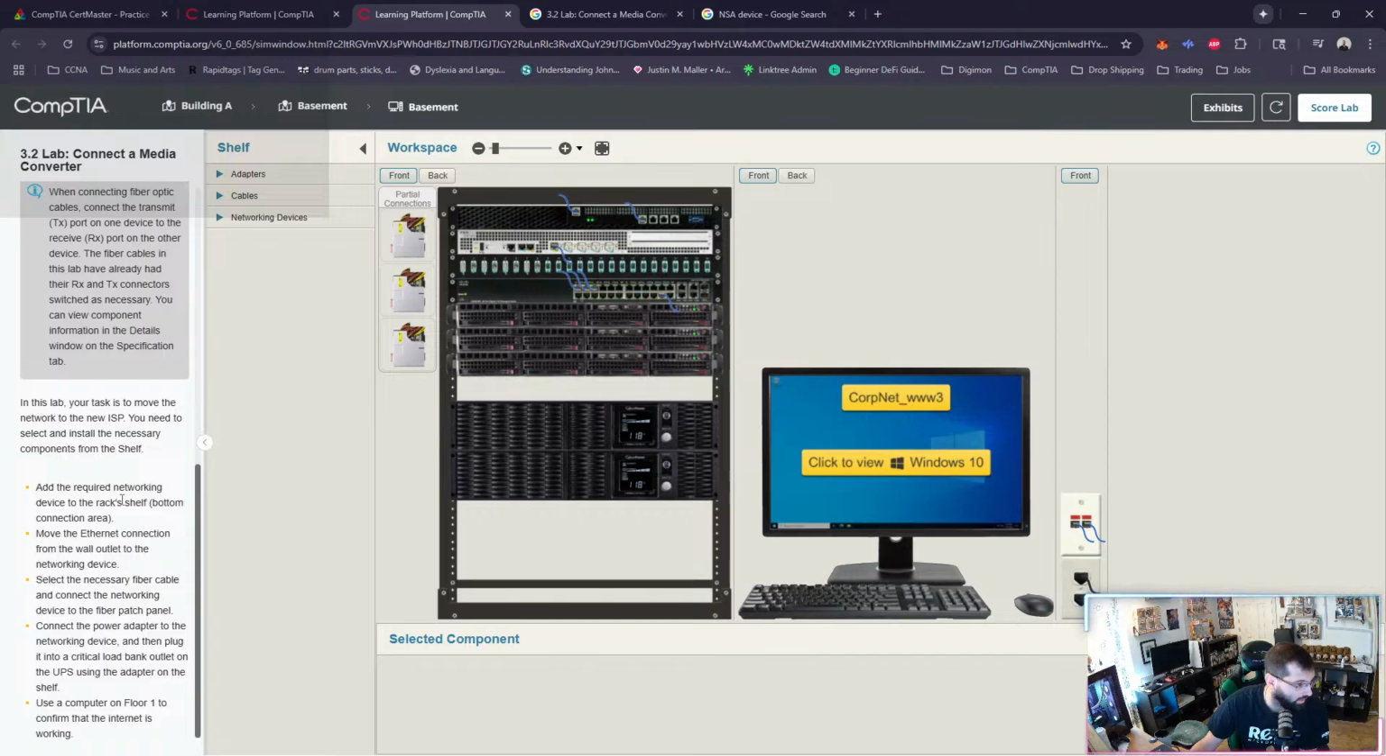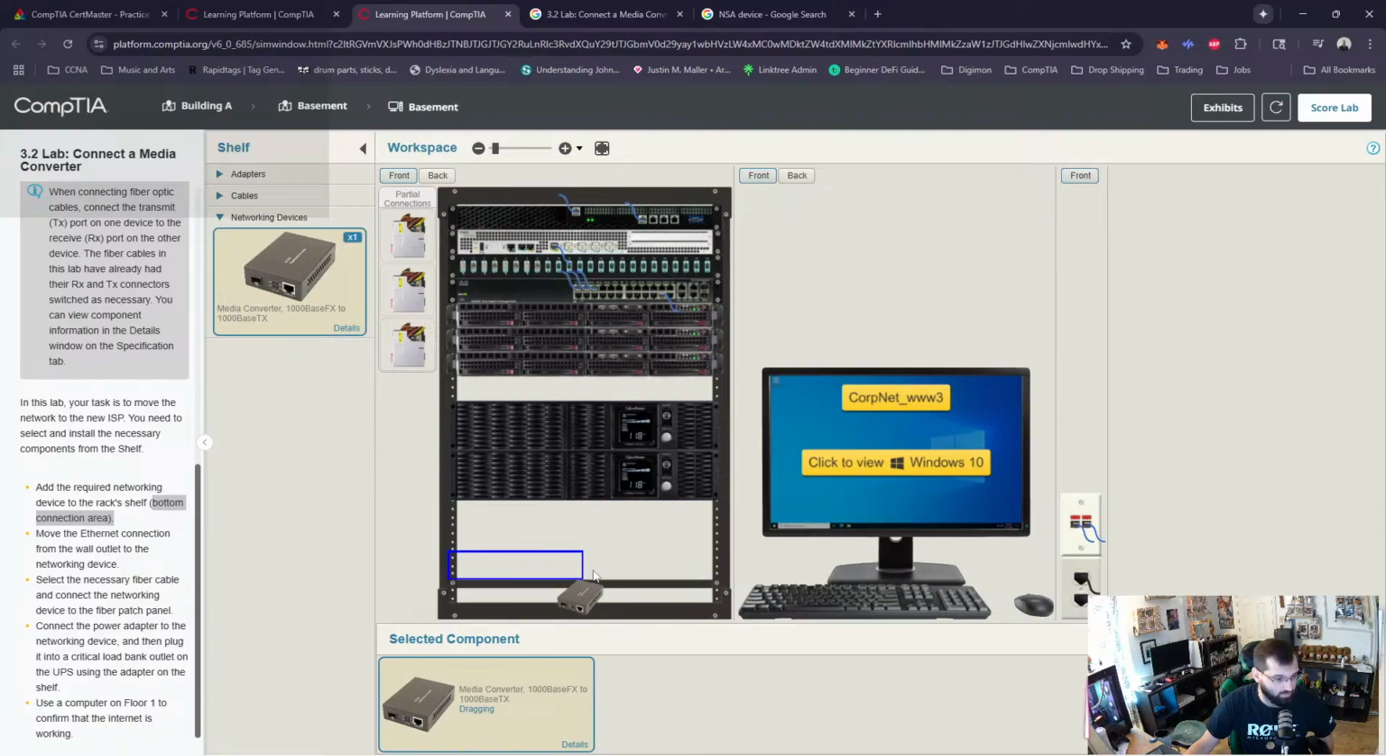So, bottom connection area. It's calling this the rack shelf, and this is just the shelf. So am I just an idiot? That's probably the case, I suppose. Oh. Yeah, that's what I thought. Okay.